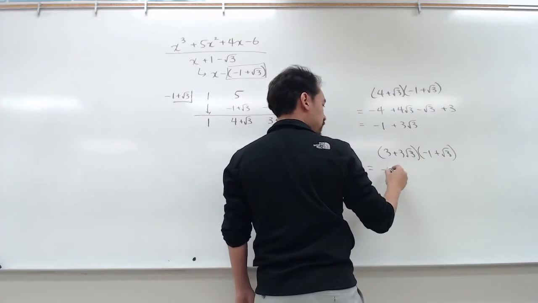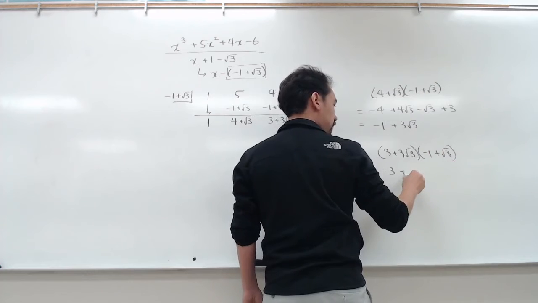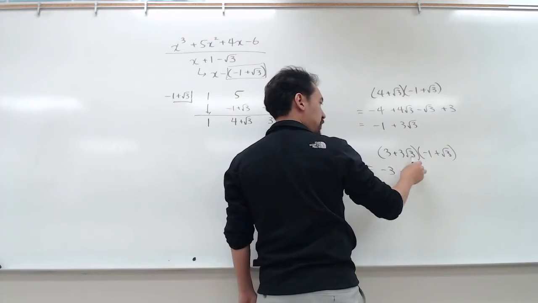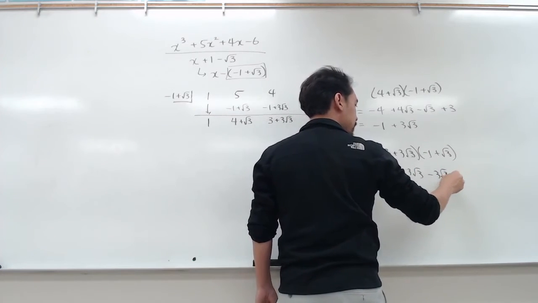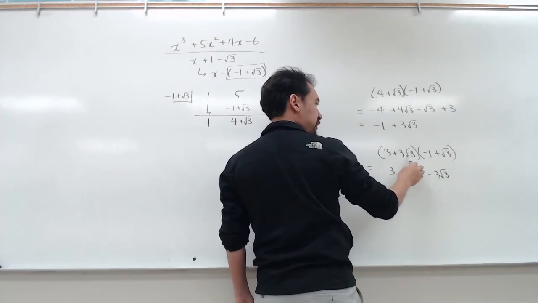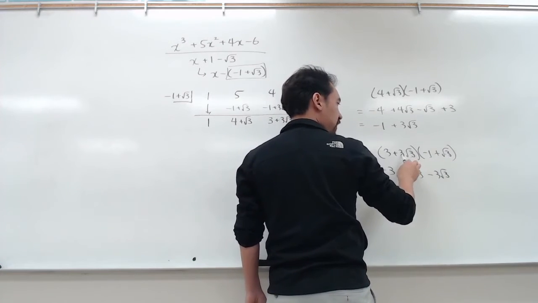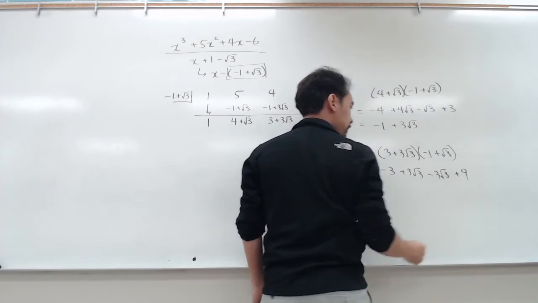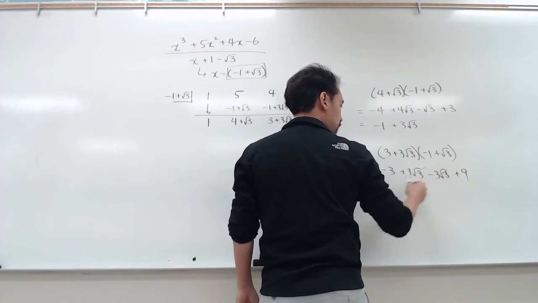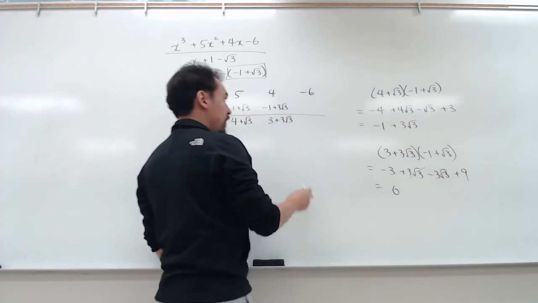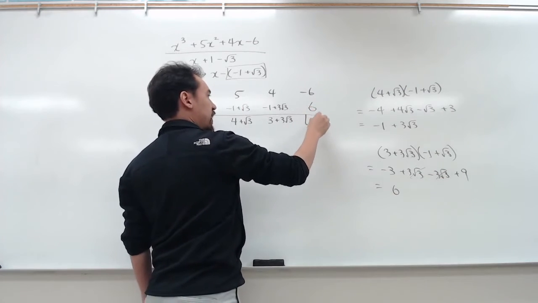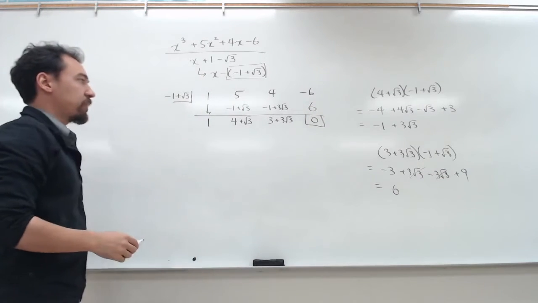3 times negative 1 is negative 3. 3 times root 3 is plus 3 root 3. Then 3 root 3 times negative 1. Good news, these will cancel. And then finally, 3 root 3 times root 3 is 3 times another 3, which is 9. Then these are gone. Negative 3 plus 9 is 6. So we get a nice 6, and even luckier, we have a 0 remainder.